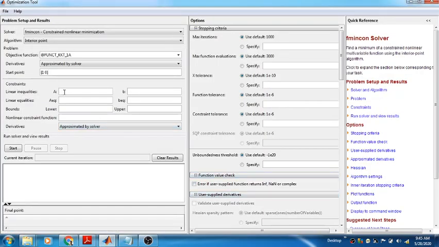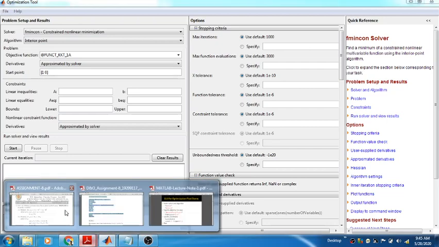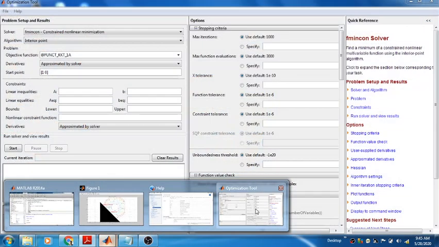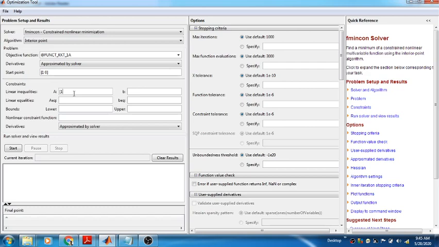What is the value of A and B? If you see here, for the constraint, A will be 1 and 1, the coefficients of x1 and x2, and B will be the vector. So here you must write 1 and 1, right? And what will B be? We don't have that right now. For the lower bound you can write 0, and that is also 0, right?